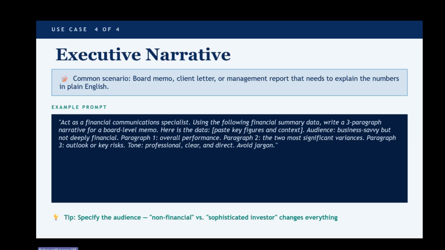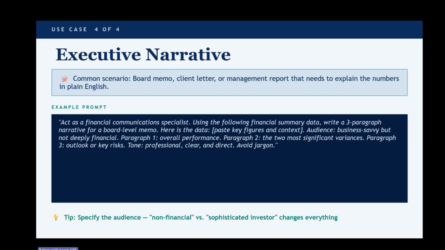Paragraph 1 should cover overall performance. Paragraph 2 should address the 2 most significant variances. Paragraph 3 should close with outlook or key risks. The tone should be professional, clear, and direct. Avoid jargon. And so what you get back is a draft that you can refine, you can still personalize it, but the structure and the language are already there for you. So it's really taken out that heavy lifting.